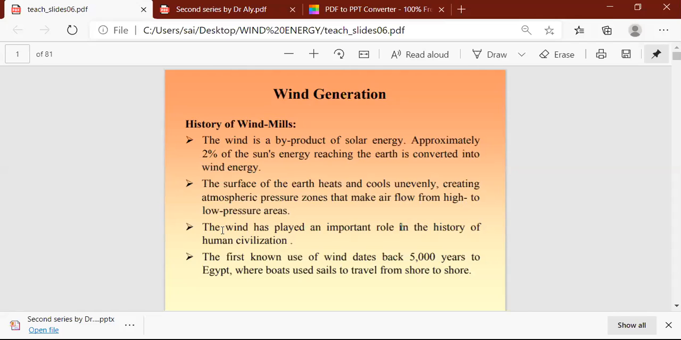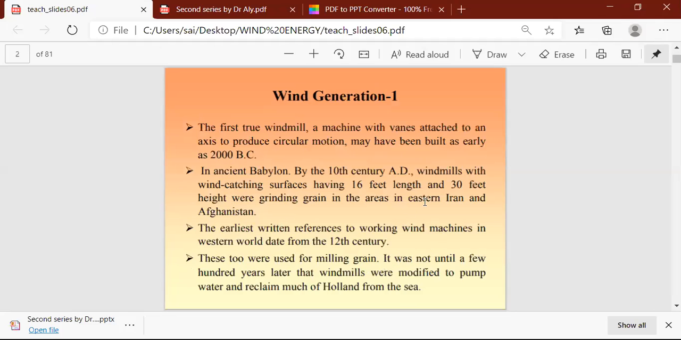Okay, and the wind has played an important role in the history of human civilization. The first known use of wind dates back 5,000 years to Egypt, where boats used sails to travel from one shore to another. So here is the historical part of wind generation. Five thousand years back in Egypt, sailors used the wind for sailing their boats from one shore to another. Okay, so we will see the detailed history.